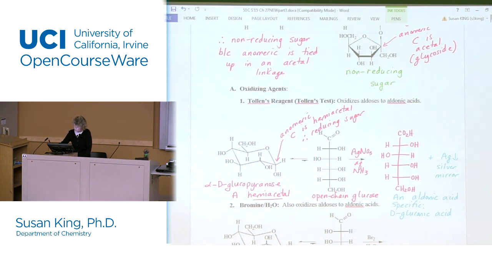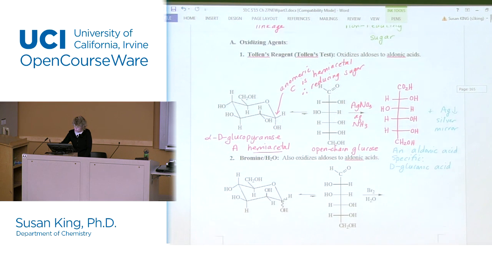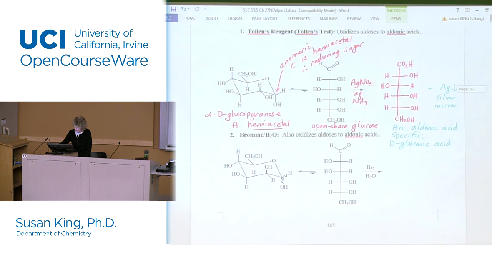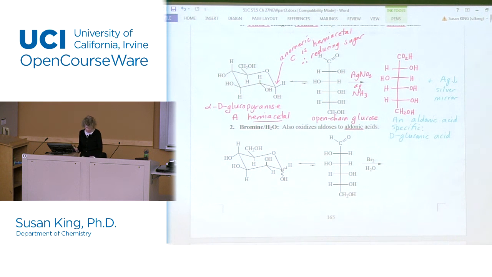All right, so that's some Tollens' reagent. And then bromine in water also oxidizes aldoses to aldonic acids. Yes? Does it change both ends? No, it doesn't. We're going to talk about a reagent that will. Nitric acid will, but not this reagent. Okay?